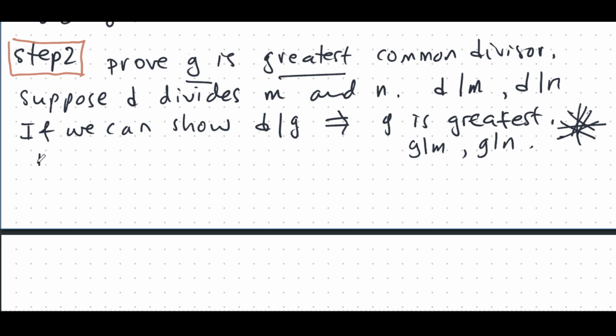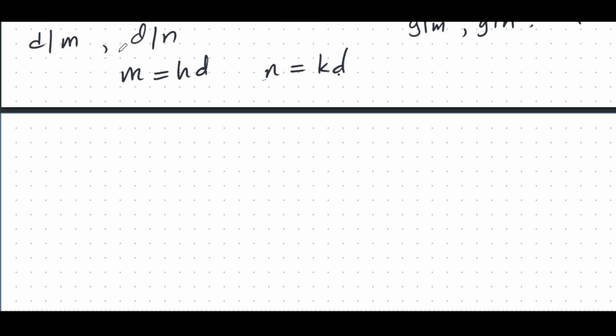Okay, so D divides M and D divides N. That's our assumption. So we can say something like this: M is H times D, and N is K times D. So M is a multiple of D, and N is a multiple of D. If we assume that D is a divisor of both, then this is true. And now, because G is an element of S, we can always write G as, you guessed it, XM plus YN.